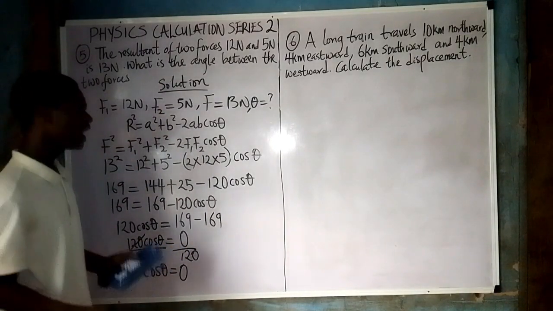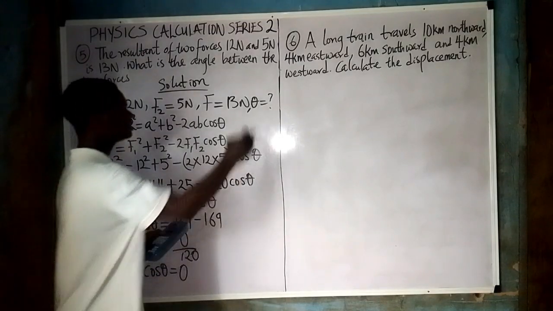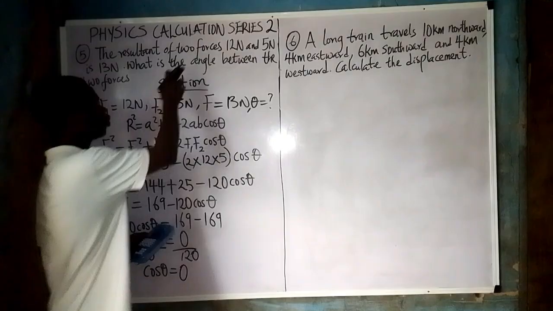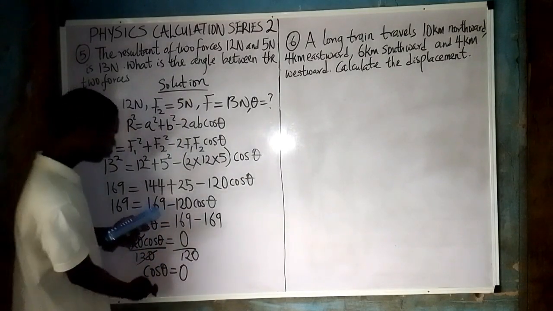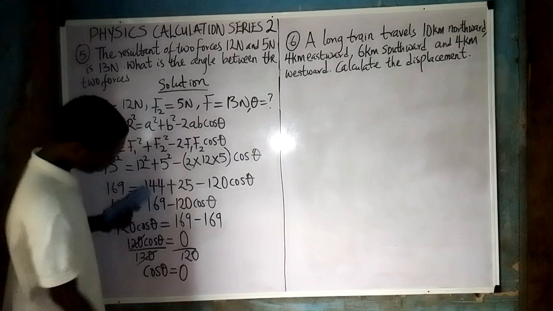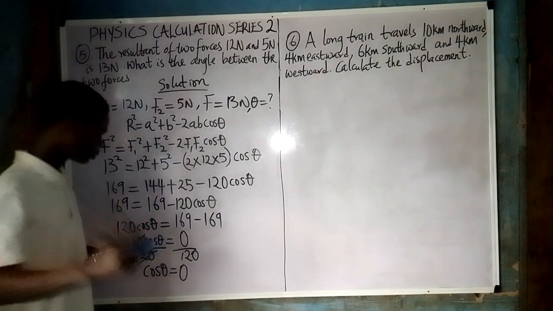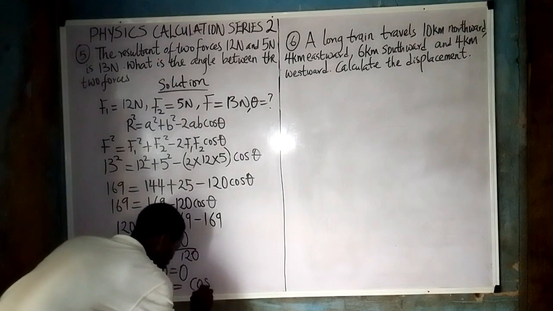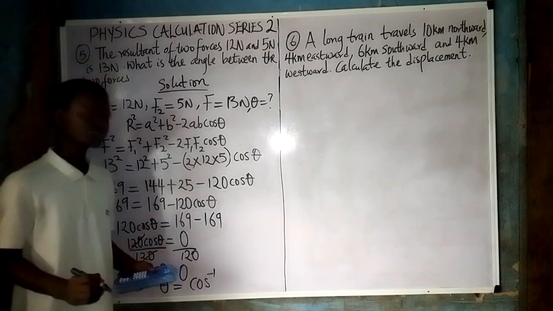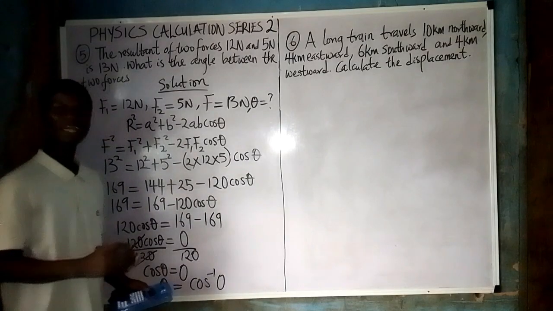But did they ask us to find cos theta? No. They asked us to find theta, that is the angle between the two forces. So how do you now get theta? From here, how do you get theta? We have cos theta equals 0. So now make theta stand on its own. Theta will now be equal to the cosine inverse of, what do you have here? 0. Cosine inverse of 0.